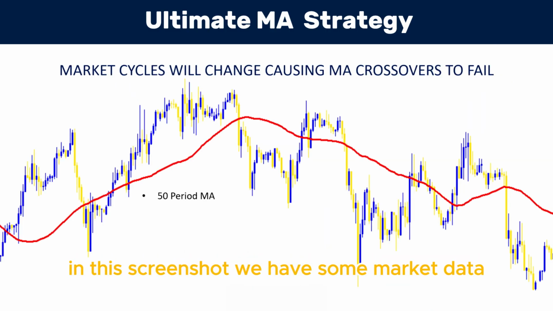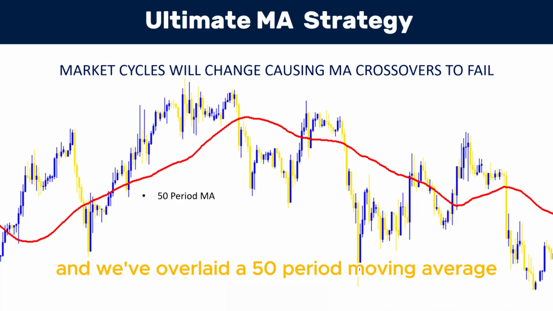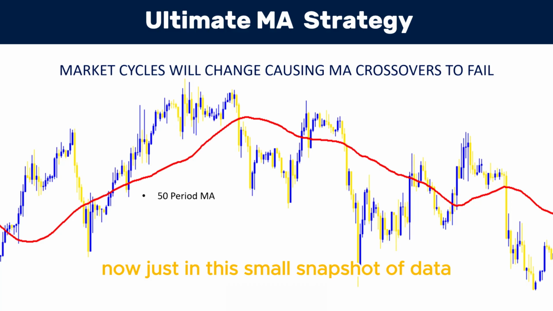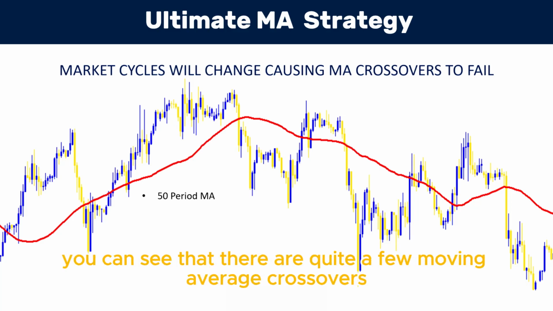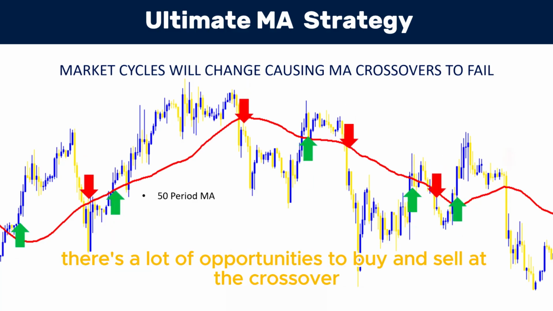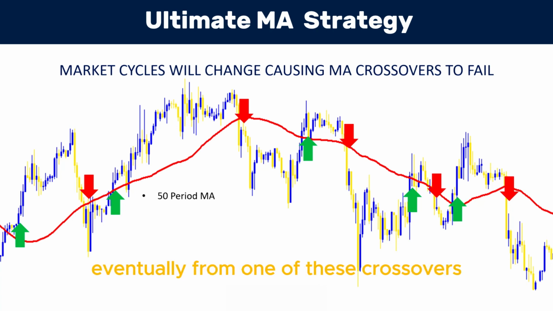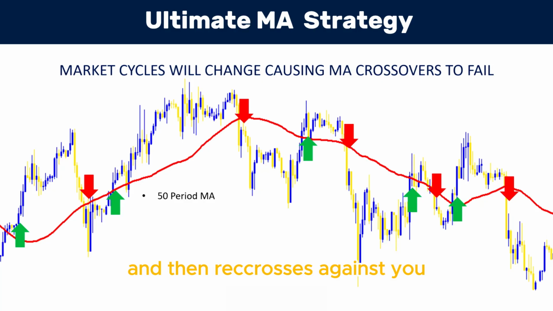In this screenshot, we have some market data. I believe it was taken from Euro USD, and we've overlaid a 50-period moving average. Just in this small snapshot of data, you can see that there are quite a few moving average crossovers. So if you are trading in this period of price action, there's a lot of opportunities to buy and sell at the crossover, but you'll notice that they're all mostly roughly in the same price range. And if the market doesn't trend eventually from one of these crossovers, and then recrosses against you, it's usually going to result in net losses, especially over time.